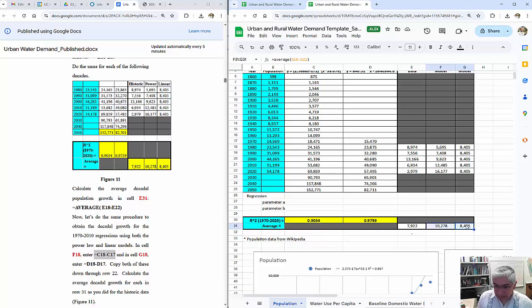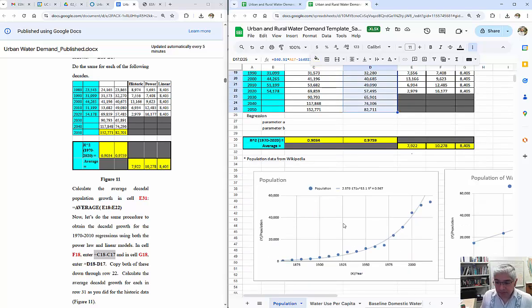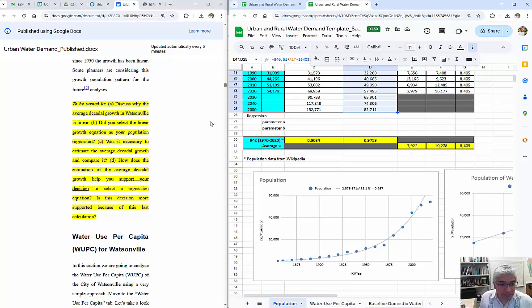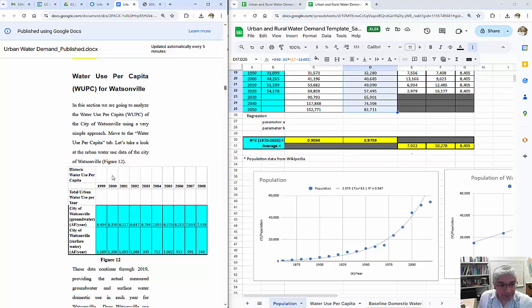But what you can see here, something to verify, is that the linear model, the linear prediction, is closer than the historic prediction, and that the power law model is way higher than the historic prediction. So this is another way to verify that this specific regression might be good. So once we have done that, then you will have to submit these questions.